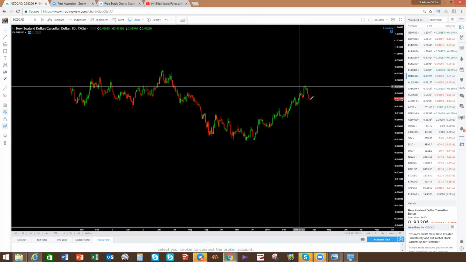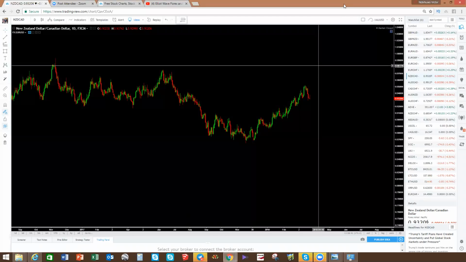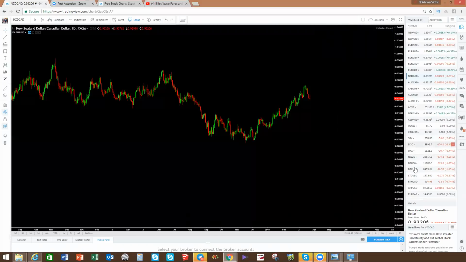Because this reversal can simply be a 1, 2, 3 pullback for further move up. As you can see here, you had this deeper one here for the upside. Okay, so that's New Zealand CAD, AUDCAD.